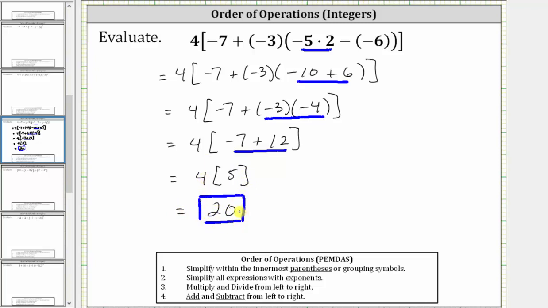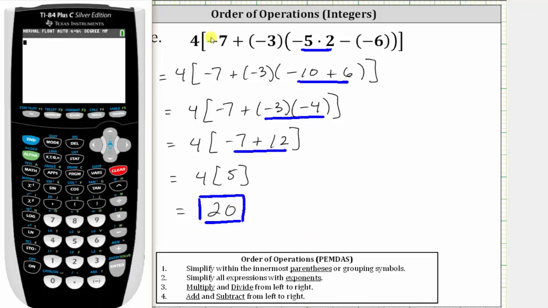Let's go ahead and verify this on the calculator. We enter the expression just as it's given, except instead of using brackets here, we will use parentheses. And notice how the result is positive 20.